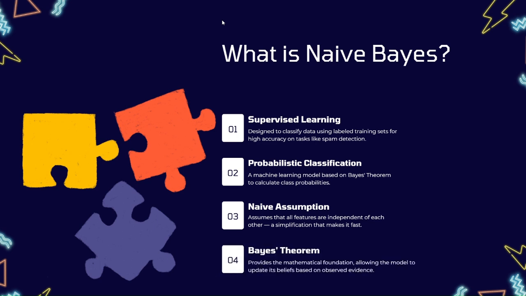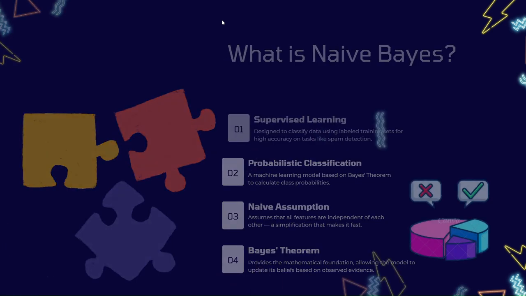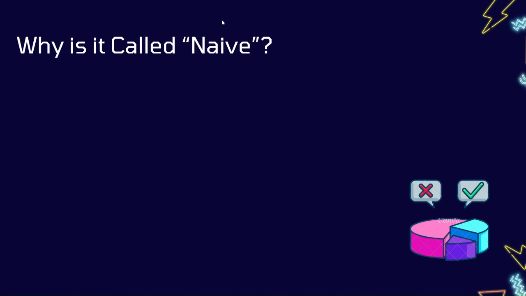And finally, it's all based on Bayes theorem, a formula that updates probability based on new evidence. This is the mathematical backbone of Naive Bayes, and we will look at that closely in the next slide. So we'll know further why it is called naive.